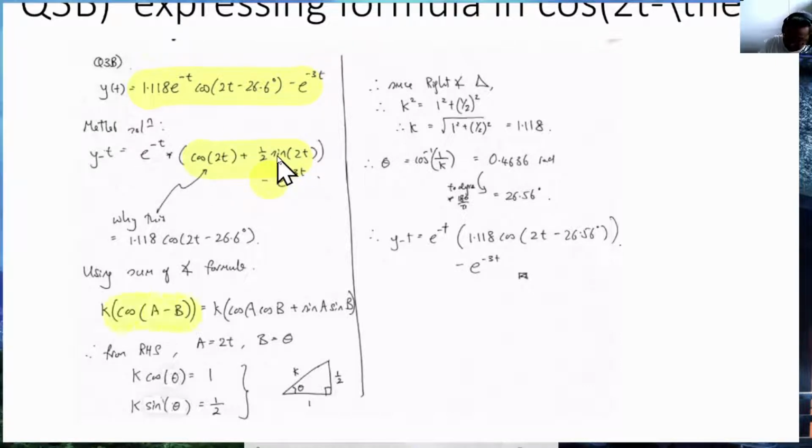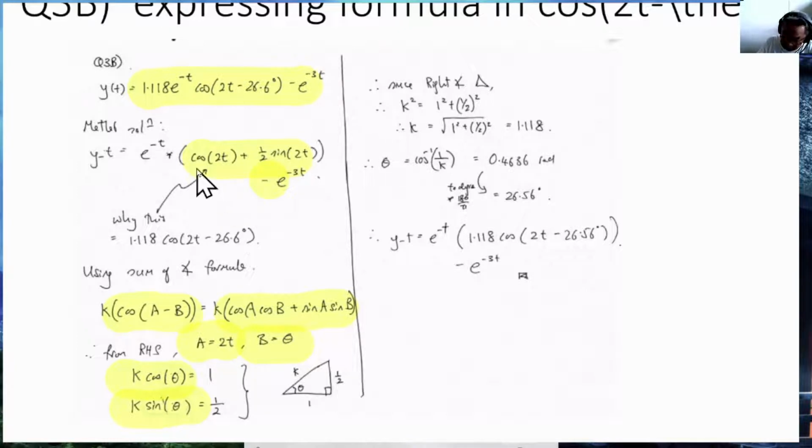Remember that if we have cosine(a minus b), then by the trigonometric identity, the sum of angle formula, cosine(a minus b) is cosine a cosine b plus sine a sine b. So if we use a as 2t and b as theta, then we are only needing to solve for what is K and theta. In this case, we have K, which is 1.118, and theta, which is minus 26.6. Therefore, we can find a and b.